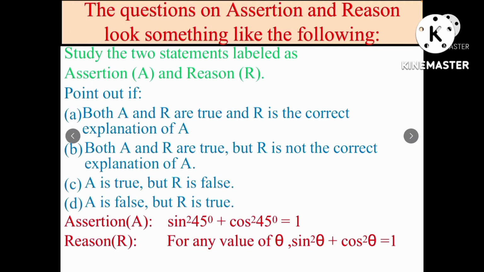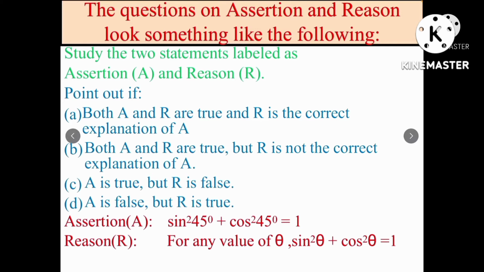The question on assertion and reasoning looks something like the following. Study the two statements labeled as assertion A and reason R. Point out if the alternatives are: both A and R are true and R is the correct explanation of A; both A and R are true but R is not the correct explanation of A; A is true but R is false; A is false but R is true.